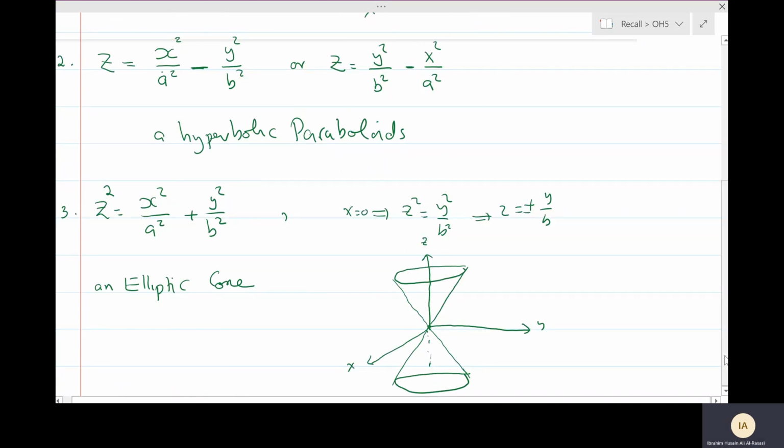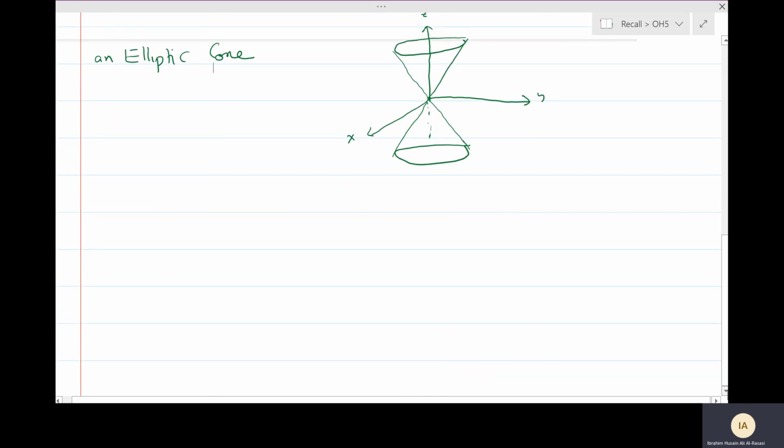These are the first three. Notice in all of them, the axis is the z-axis for the cone. The vertex is the origin. Okay, so the cone is along the z-axis. So these are the first three. The next one, number 4.